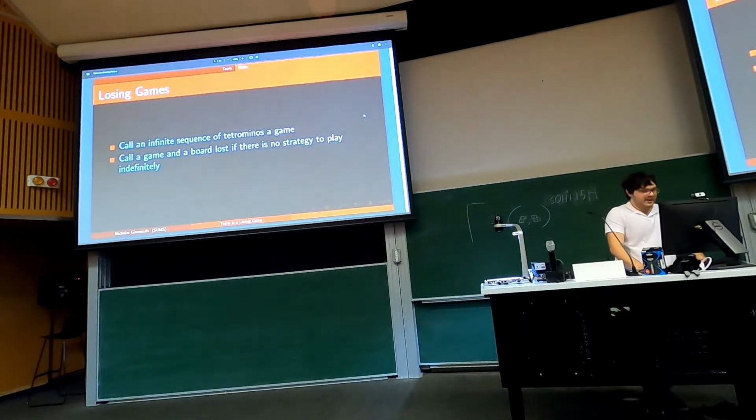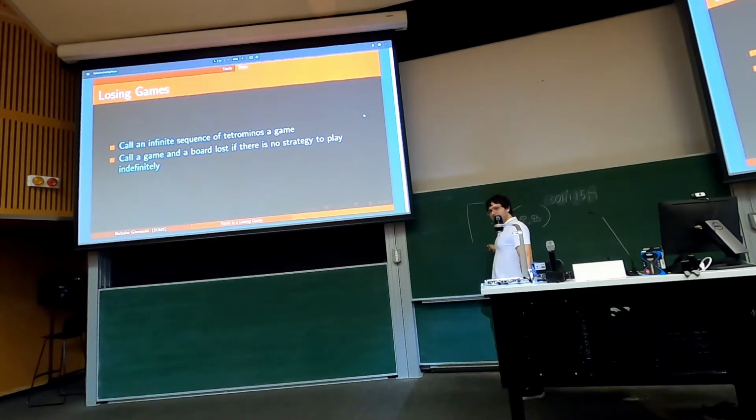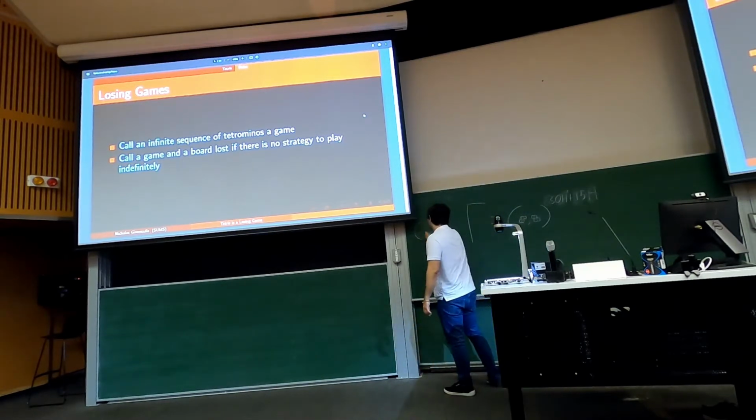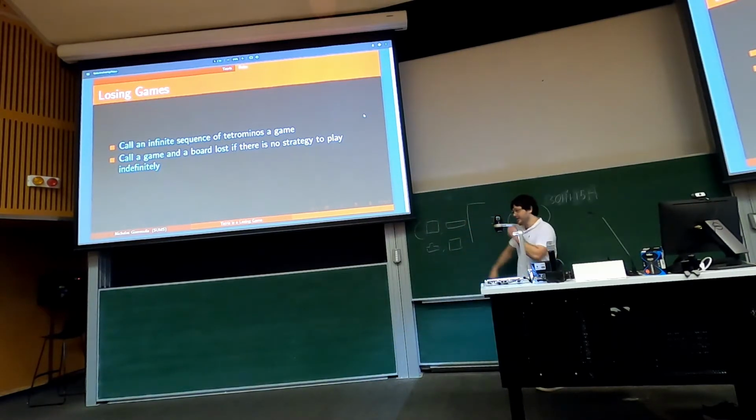Losing games. So call an infinite sequence of tetrominoes a game. So in particular, a game in my mind is defined by the pieces you're given, because the board is pretty much fixed. And so, you might have a sequence which looks like, you get a square, and then you get a rectangular piece, and then you get one of these 3 pieces, and then maybe you get another square, and the game goes on infinitely, right? So it's just the pieces you get in the game.